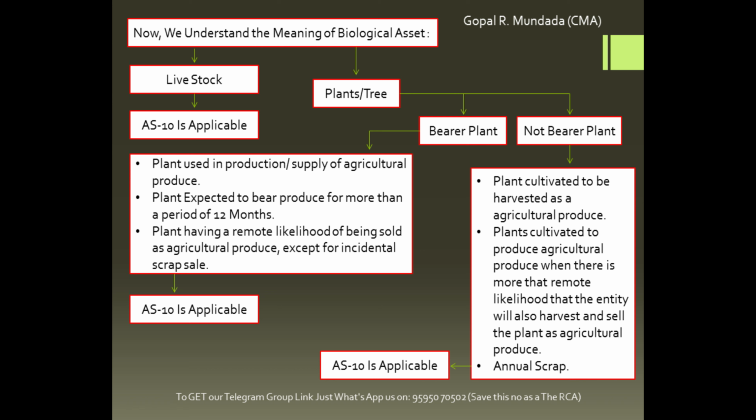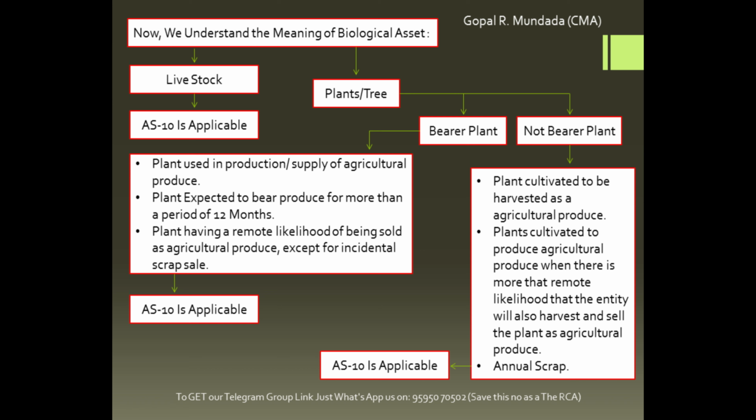Suppose you are an agriculturist and you have 150 mango trees on your agricultural land. In such a case, every summer season there is a production of mangoes, and those mangoes are sold in the market and you earn revenue from them. So guys, trees from which we can earn profit, and trees that live more than 12 months, are bearer trees or bearer plants, and in such a case those trees are considered as property, plant and equipment.